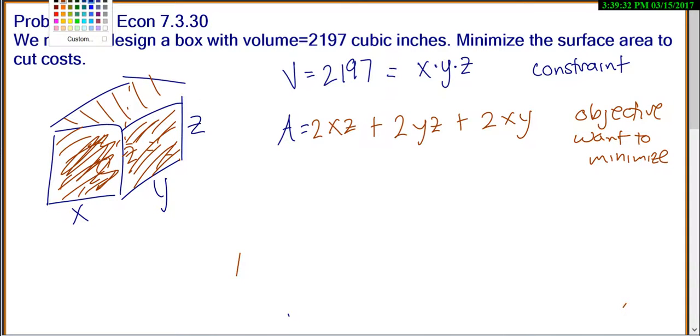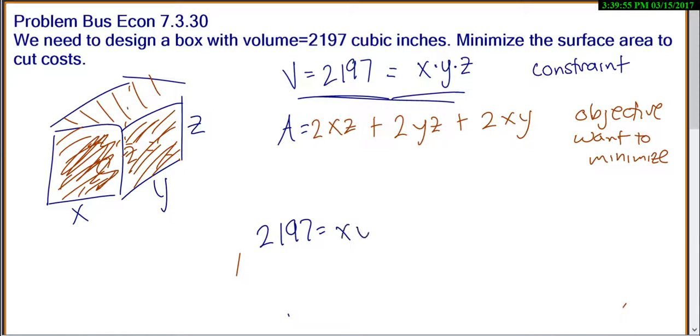Now the problem here is that we have three variables, x, y, and z, and we only know how to find a minimum or max for two variables. So what we're going to do is we'll use this constraint equation up here to solve for one of those variables, and then we'll plug it in down here so we can get rid of one of our variables and be down to just two. So let's do 2197 equals xyz. And let's solve for z. You can pick anything to solve for, but I'll just solve for z because it's my least favorite, so I can get rid of it.